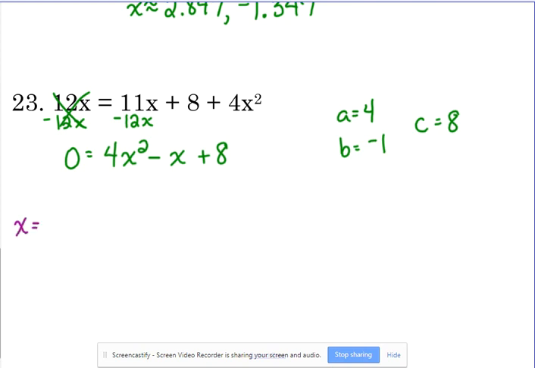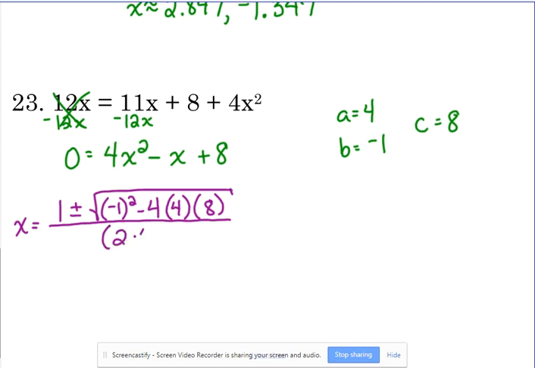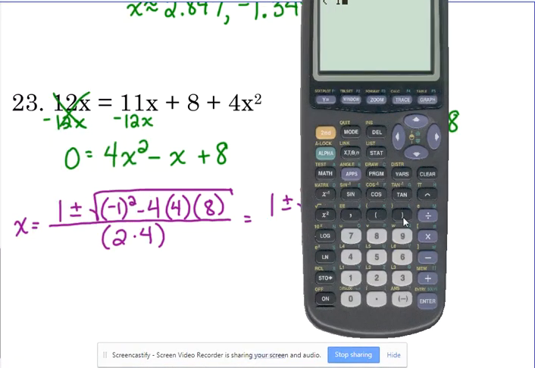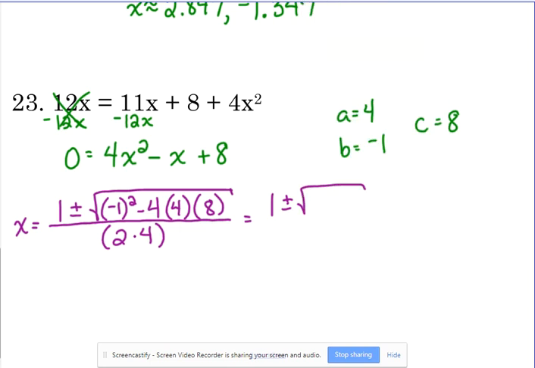So let's set up the quadratic formula. x equals the opposite of b. It was negative 1, so it's positive 1, plus or minus the square root of b squared, negative 1 squared. Don't forget the parentheses. Minus 4 times a, which is 4, times c, which is 8, all over 2 times a, which is 4. Break it down. Find out what's under the square root. Negative 1 in parentheses squared minus 4 times 8 is negative 127. We haven't run into that yet. All over 2 times 4, which is 8.